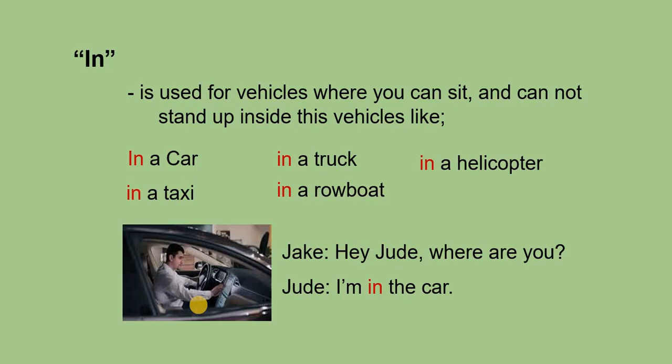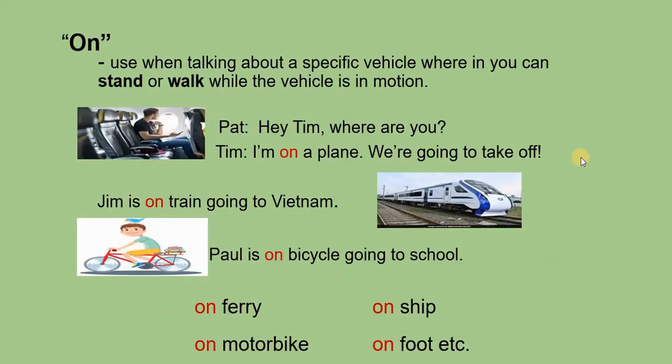Alright? Just make sure that you use the preposition in when you are talking about a specific vehicle, one that you can sit inside and not stand in while in motion. So, you sit in a car, you sit in a truck, you sit in a helicopter, you sit in a taxi, and you sit in a rowboat. Alright, guys? Next, let's have a look at using the preposition on.